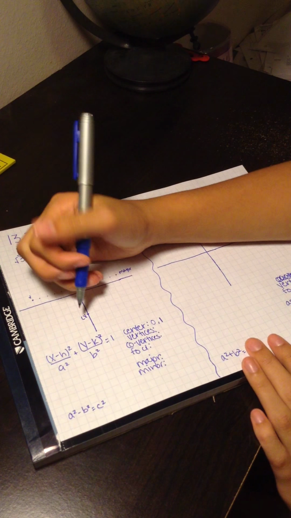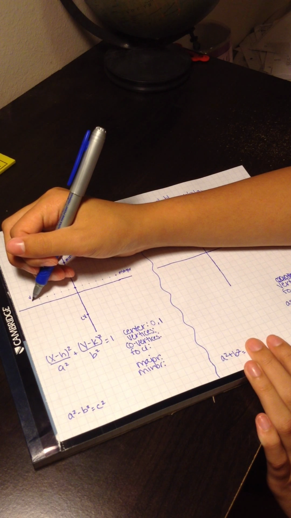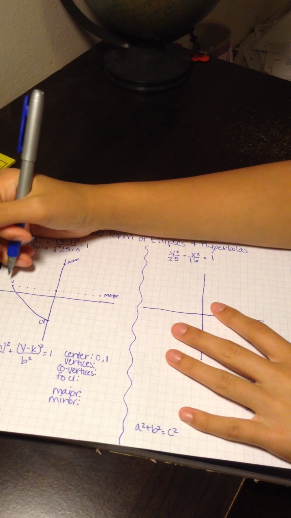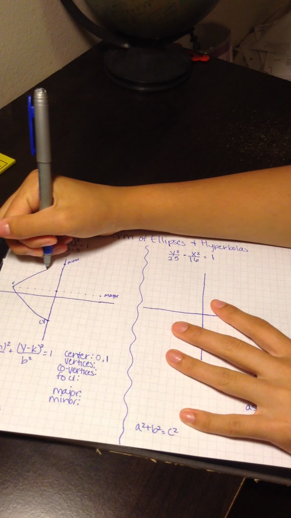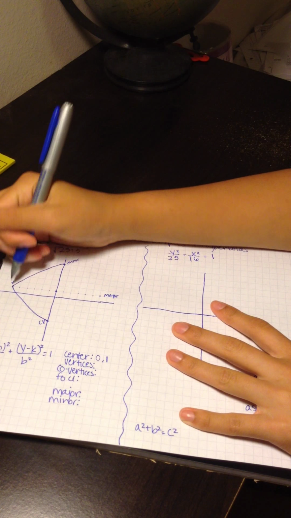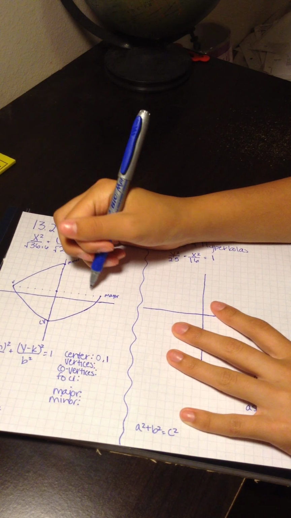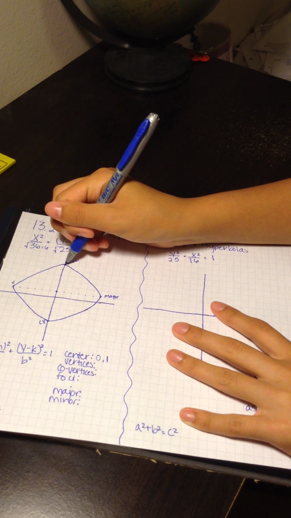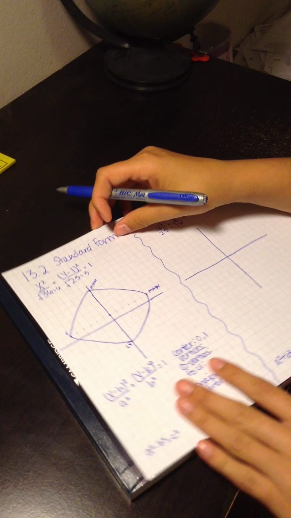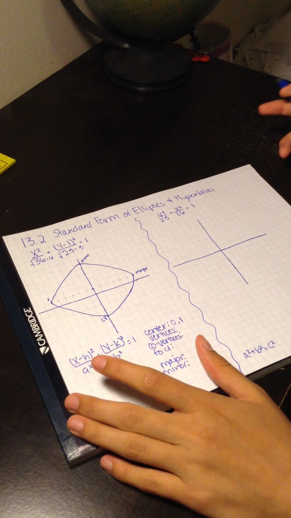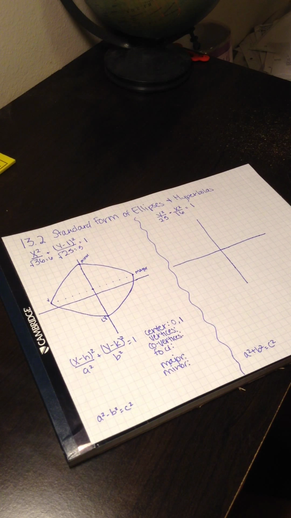So now we can draw our ellipse and what it'll really look like. And an ellipse is really like an oval. It's just a stretched out circle. Mine kind of looks like a football, but whatever. Okay? And it's not really what they look like. They're more round, I guess. I don't know.